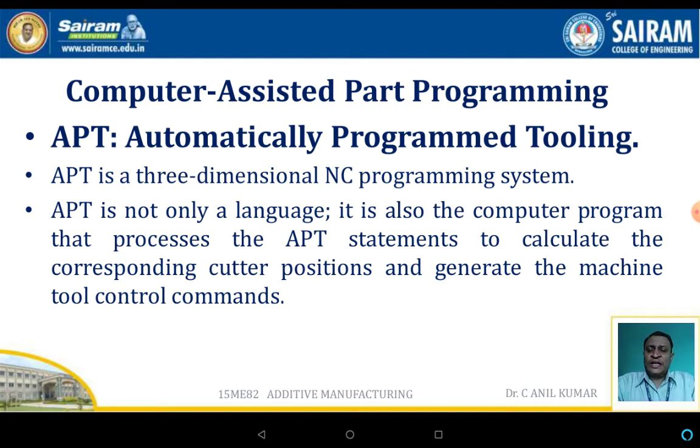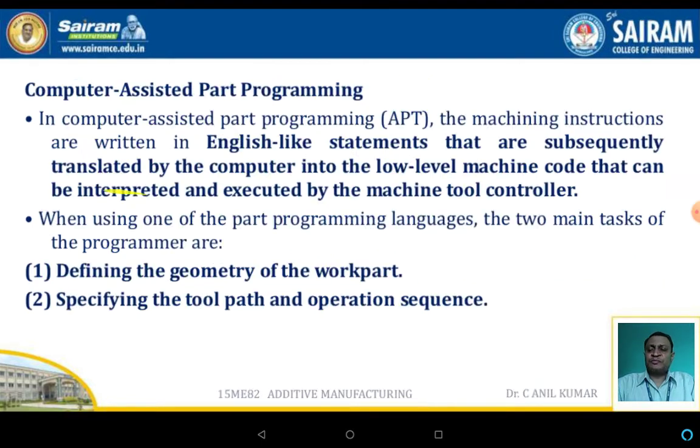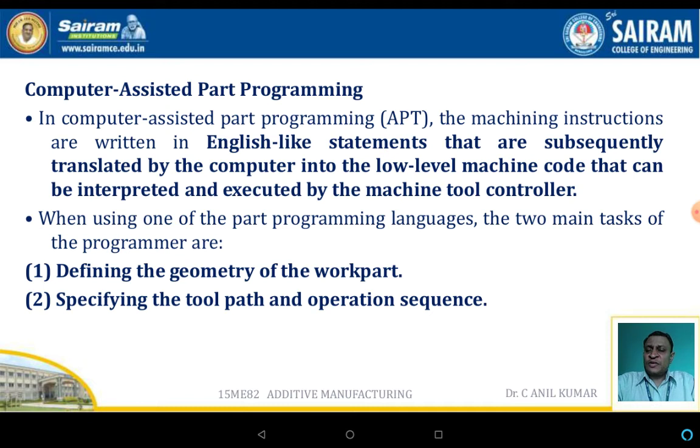Now APT is not only a language, it is also a computer program that processes the APT statements to calculate the corresponding cutter position and to generate the machine tool control commands. Now, computer assisted part programming. In computer assisted part programming, which is nothing but APT, the machining instructions are written something like English statements. These statements are subsequently translated by the computer into low-level language or low-level machine code that can be interpreted and executed by the machine tool controller.